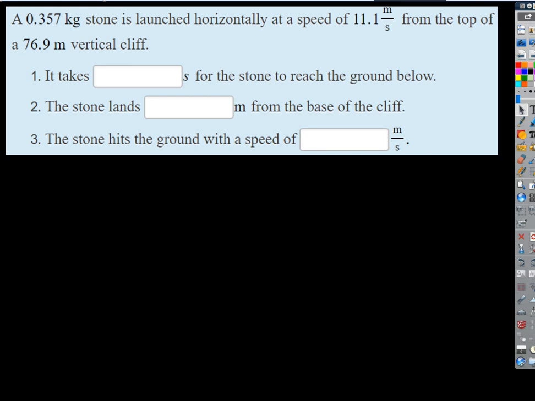They tell us we've got a 0.357 kilogram stone. It's launched horizontally at a speed of 11.1 meters per second from the top of a 76.9 meter vertical cliff. Okay, we want to know some things. It takes how many seconds? So how long does it take for the stone to reach the ground? The stone lands how far from the base of the cliff? And how fast is the stone moving when it hits the ground?